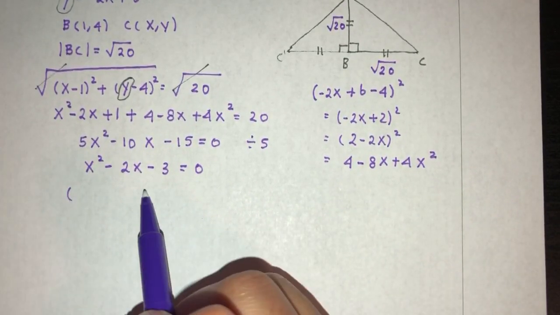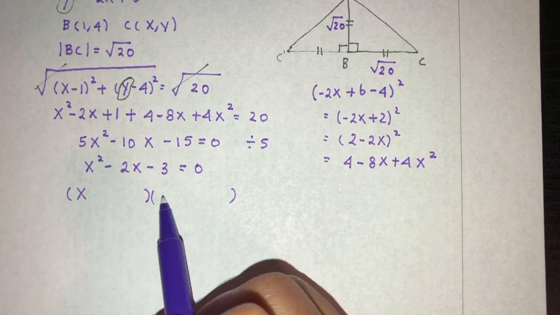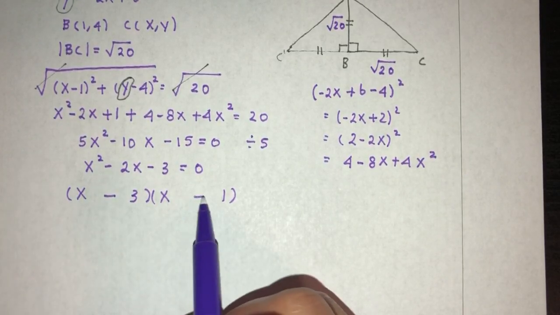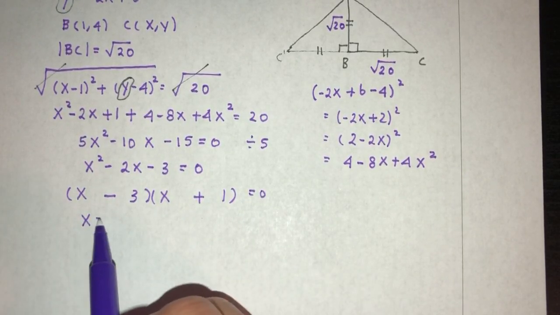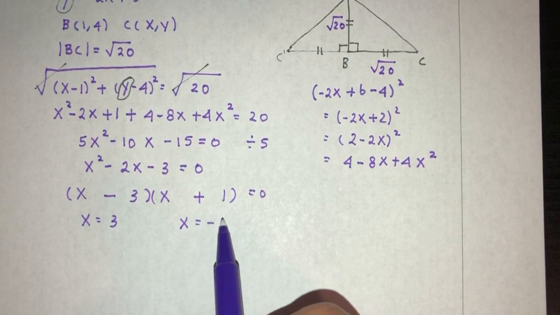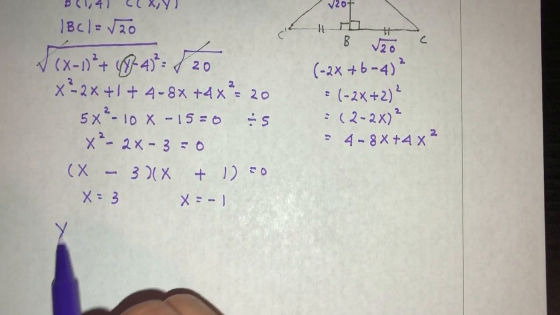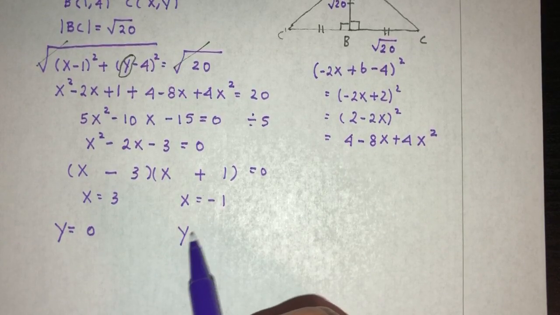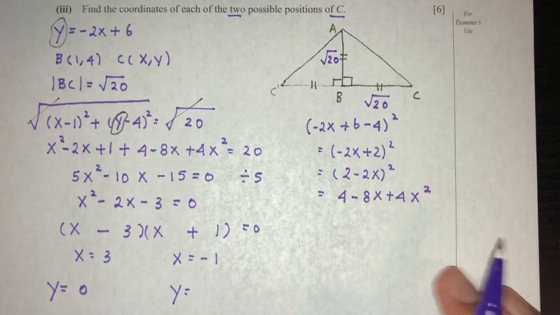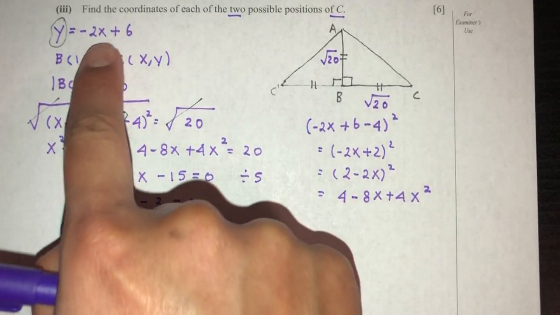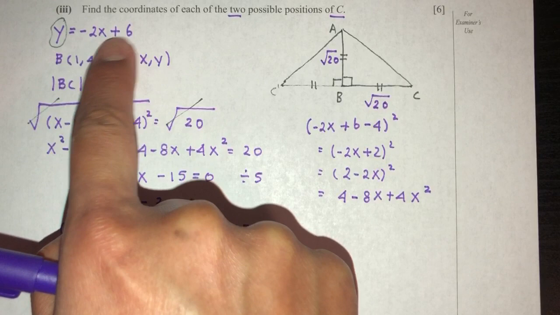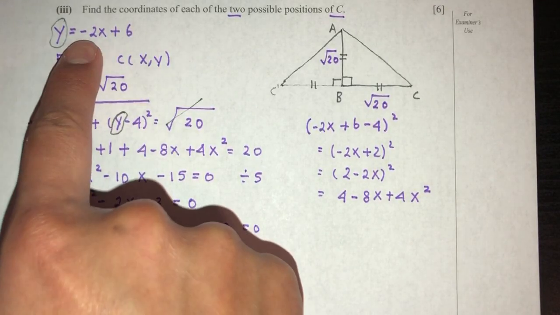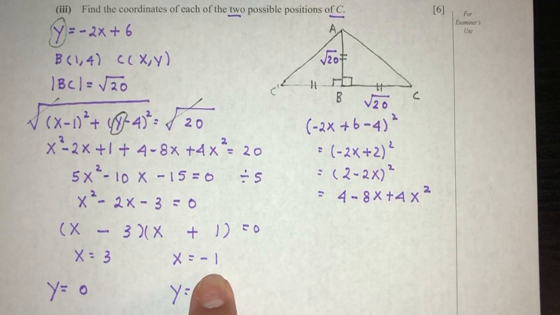So we can factorize this equation. 3 is 3 times 1. To get minus 2, we have to have minus 3 plus 1. So x has to be 3, x has to be minus 1. So for the value of 3, y will be 0. Replace the value here, right? So minus 2 times 3 is minus 6, plus 6 will be 0. And for this one, minus 2 times minus 1 is 2, plus 6 will be 8... that will become 9.